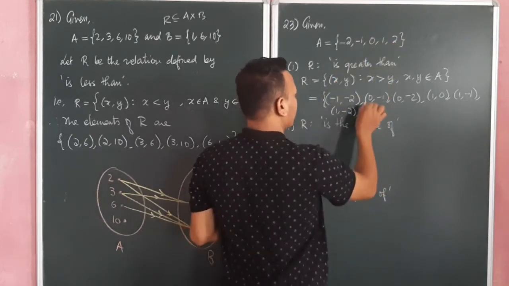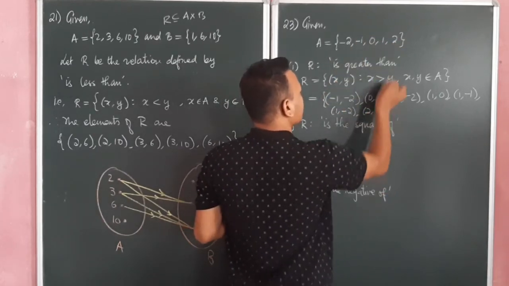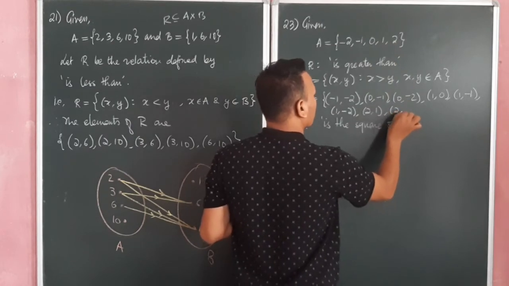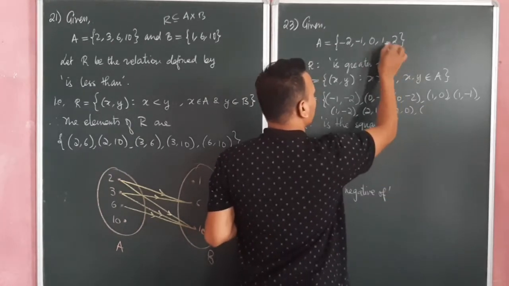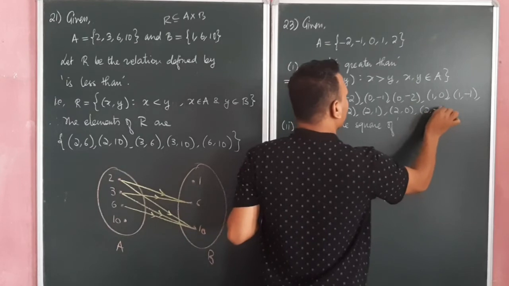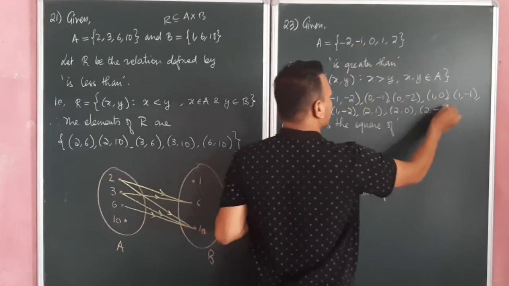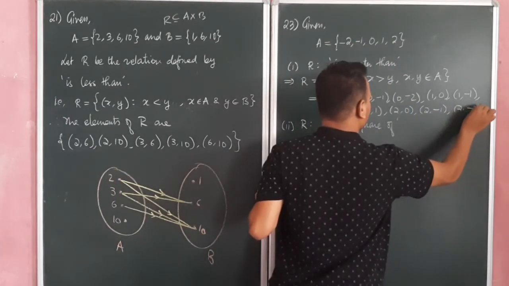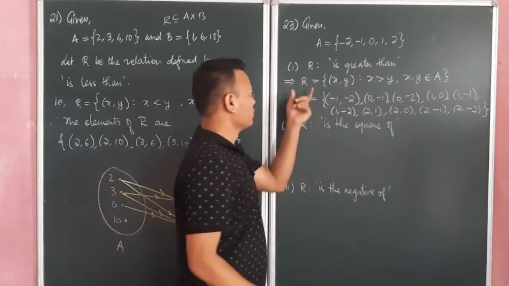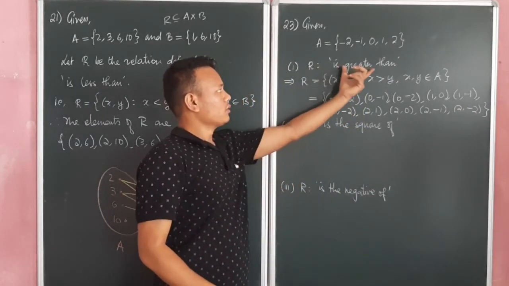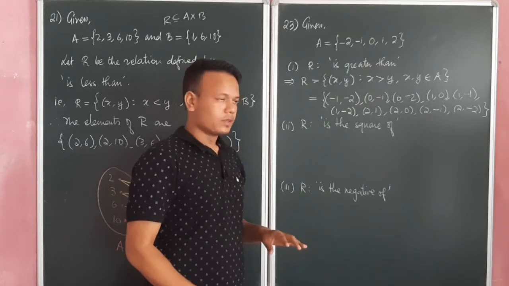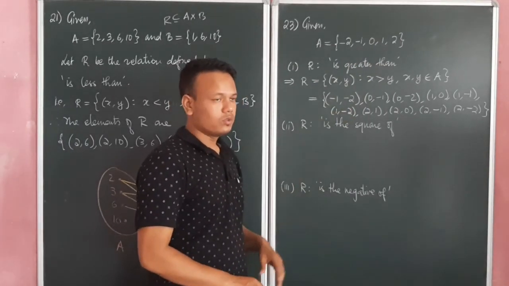So we have 2 1, next is 2 0, next is 2 minus 1, and finally we have 2 minus 2. So this is the relation greater than. This is the relation that we need to find.